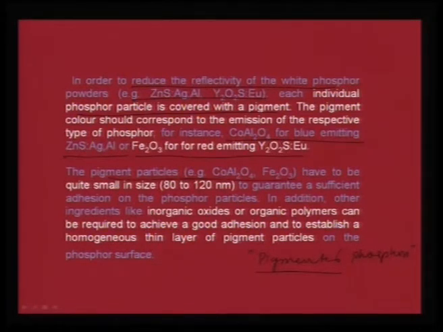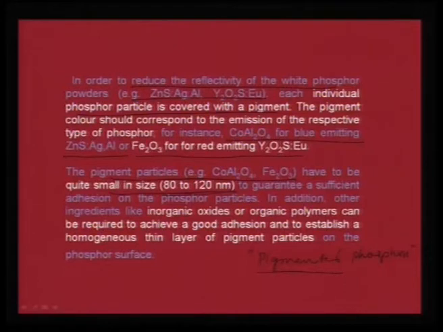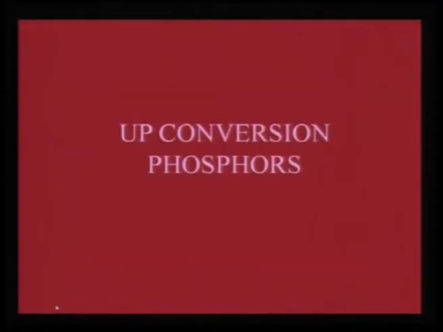The pigment particles have to be quite small in size, because they should not be of a size comparable with the phosphor, otherwise the adhesion between the actual phosphor and the pigment will become poor. As a result, the narrow range that is preferred for pigmented particles is of the order of 80 to 120 nanometer. In addition to inorganic oxides, you also have organic polymers with good adhesion, which can coat these phosphors for getting more contrast.